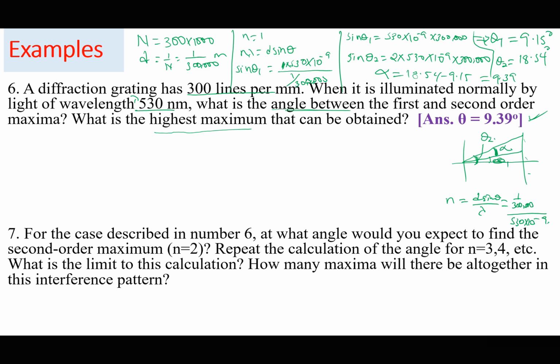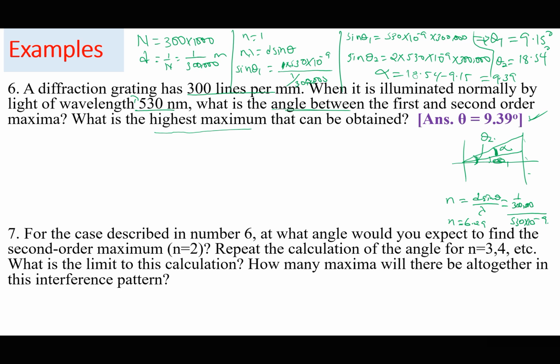So 1 divided by 300,000 divided by 530 exponent minus 9. So this is giving me 6.29. N equals 6.29. But remember, we said n must be a whole number, so n should be 6. So the highest maximum that can be formed is the 6th maximum. Remember, n should be a whole number.